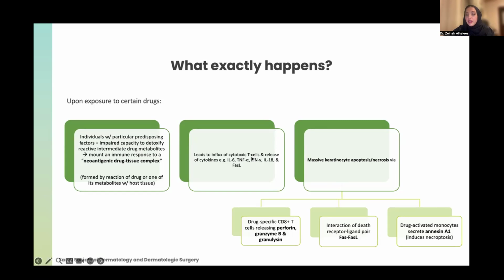So what does this lead to? It leads to influx of T cells and release of cytokines. So important cytokines in SJS-TEN include IL-6, TNF-alpha, interferon gamma, IL-18, and Fas ligand. So those are responsible for the massive keratinocyte apoptosis that we see with SJS-TEN. We have basically the drug-specific CD8 cytotoxic T cells that are releasing perforin and granzyme and granulysin that lead to apoptosis of the keratinocytes. We also have interaction of the death receptor ligand pair, Fas ligand, that induces apoptosis in these cells. And then we also have drug-activated monocytes that release something called annexin A1, which induces necroptosis in SJS-TEN.